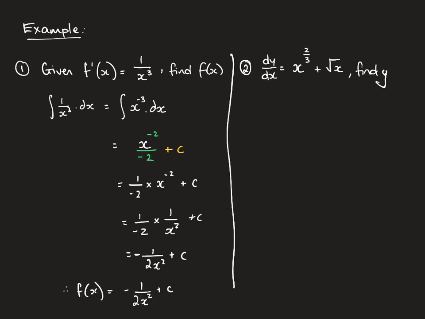For our second example, we're going to anti-differentiate. We're going to integrate this function here. And again, I'm going to write everything with just powers. So as you can see, I've got x to the power of 2/3, plus I've written this square root of x as x to the power of 1/2. So now I'm going to use my pattern on these one at a time. So I'm going to start with the first term. So our original power is 2/3. I'm going to need to add 1 to that.